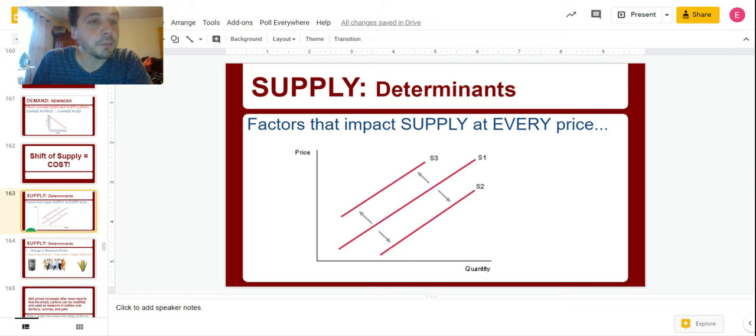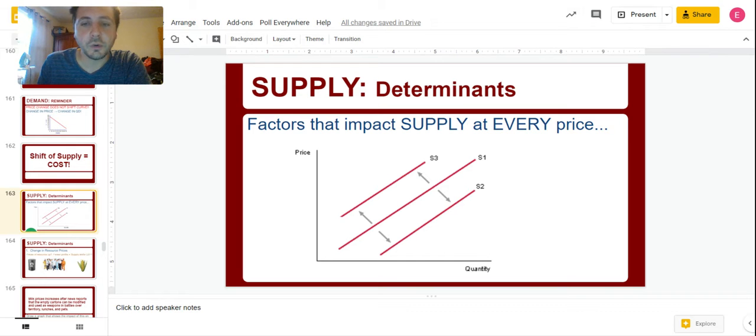Here's what it looks like. Remember, when we're talking about a determinant or a shifter of supply, we're talking about an outside factor that's not price. Remember, price just moves us along the curve, right? Along the curve, that's a change in quantity supplied. But a change in supply means that at every single price, businesses are willing to supply more. And normally this means more businesses are entering the market, or businesses that are in the market are providing more goods and services because they have more profit potential, right? That would be a shift to the right here.